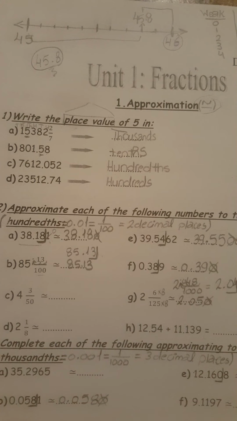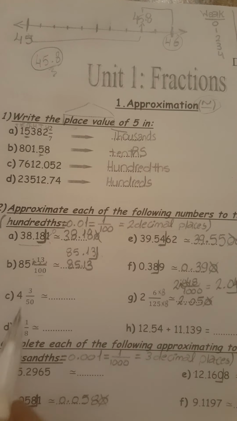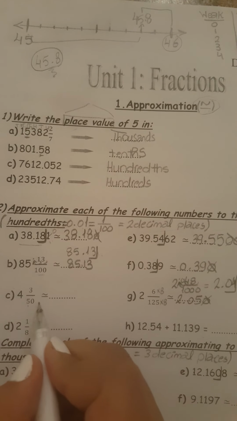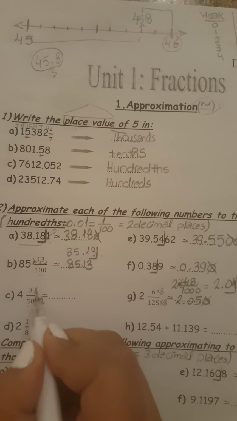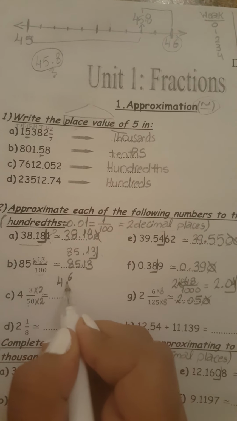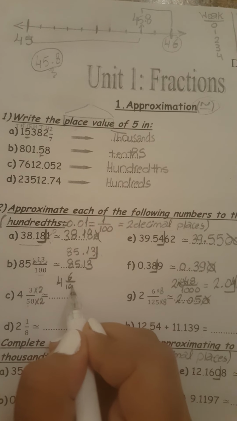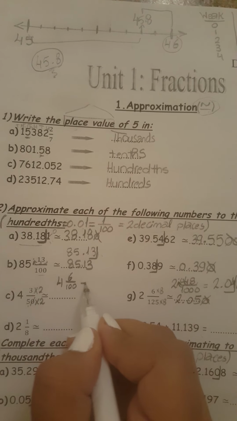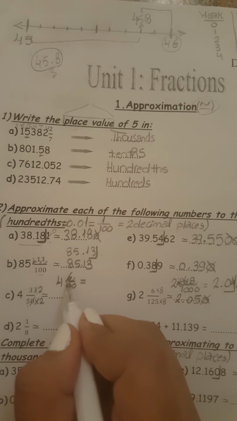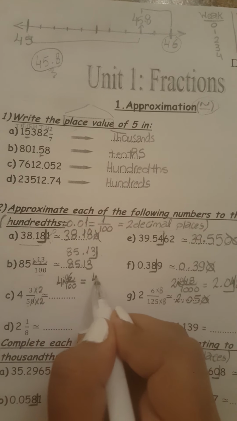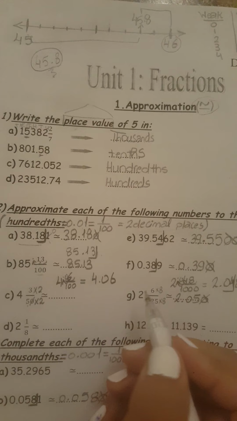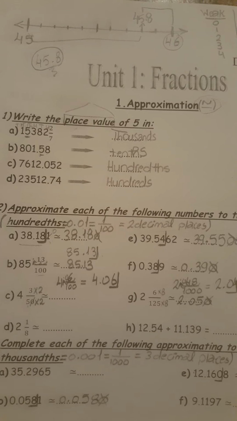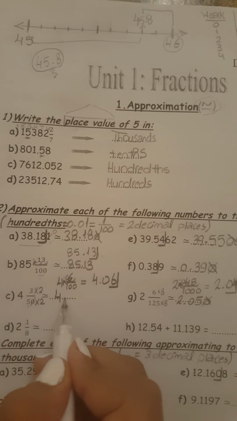4 and 3 over 50. Here, it's over 50. I must prepare it first. 50 is a friend of what? The 5 is a friend of who? 2. Excellent. So I will do times 2 up and down. Here it will be 4 and 6 over 100. From where do I get the 100? 5 times 2, 10. And I have one more 0, so I will kick it out. Okay. Change it to decimal. I will make 2 moves, so it will be 4.06. Approximate to the nearest hundredth. Here is my hundredth. I will put my wall. Nothing here, so I will keep it as it is.